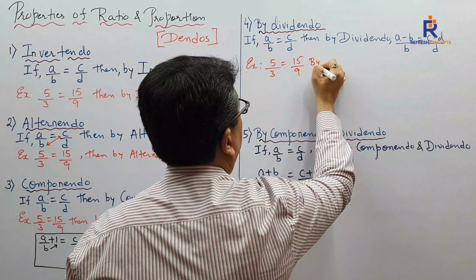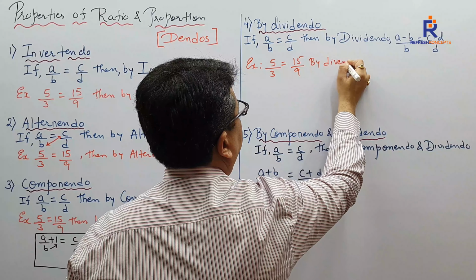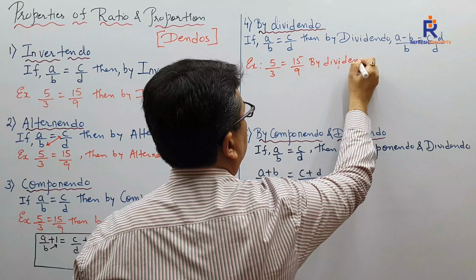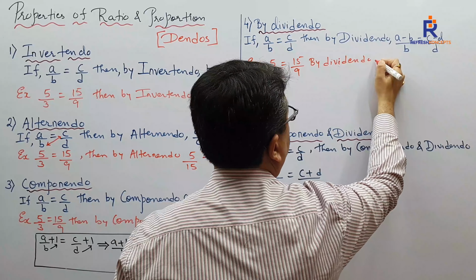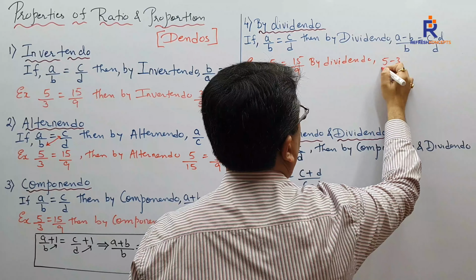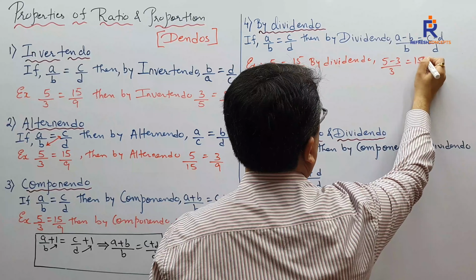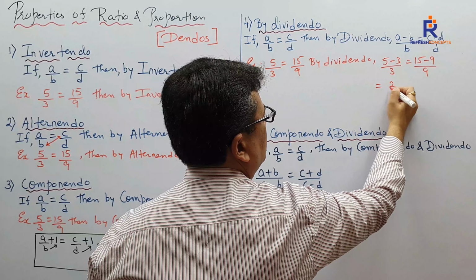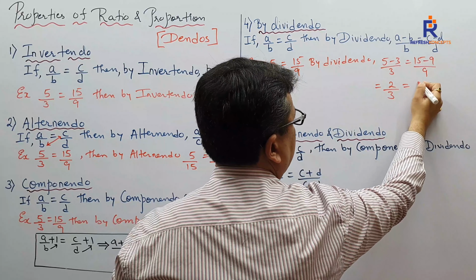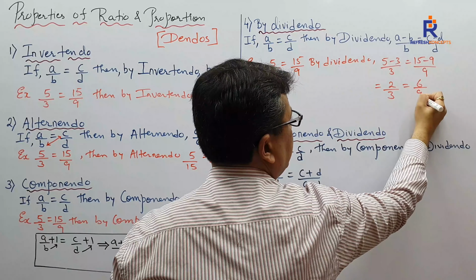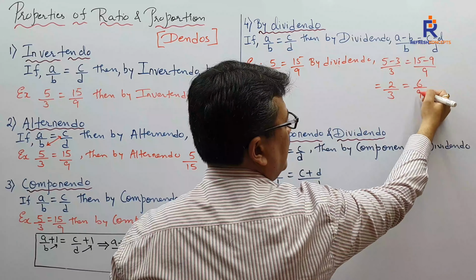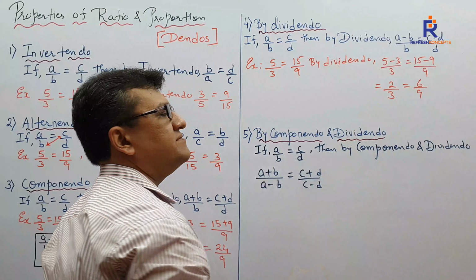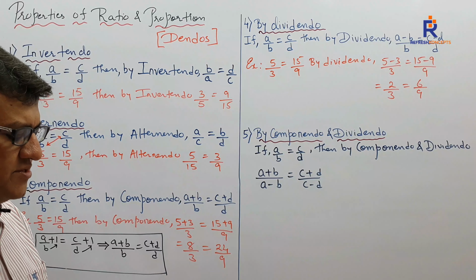By dividendo, what can I say? It is 5 minus 3 by 3 is 15 minus 9 by 9. How much is 5 minus 3? 2 by 3. How much is 15 minus 9? 6 by 9. On dividing, 3 2s are 6, 3 3s are 9, again I shall get 2 by 3.